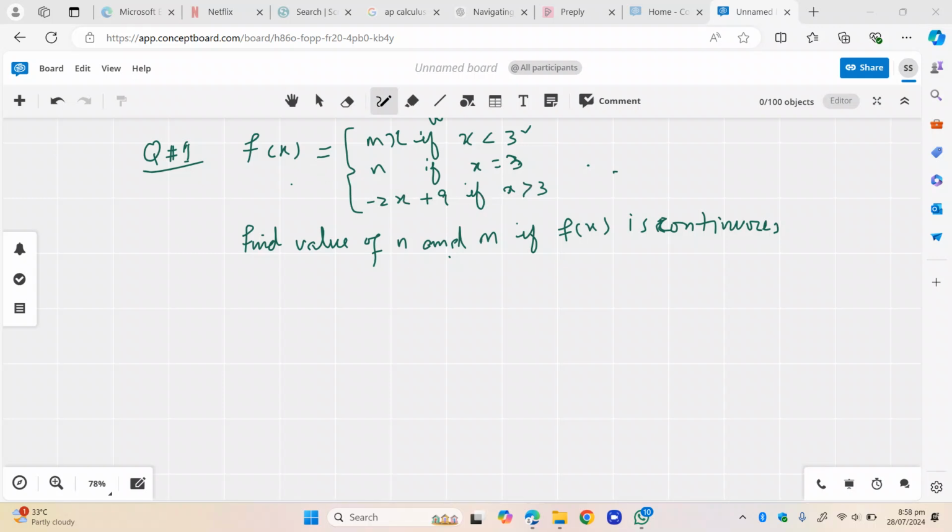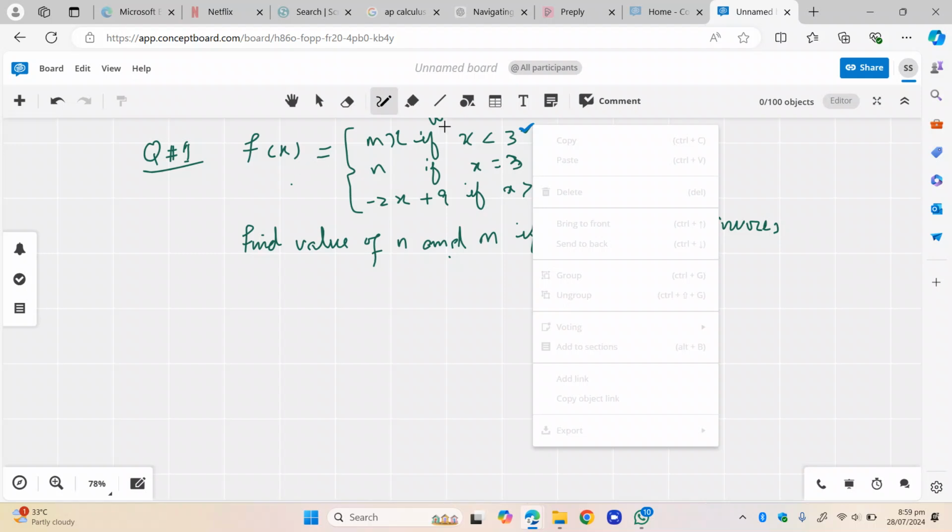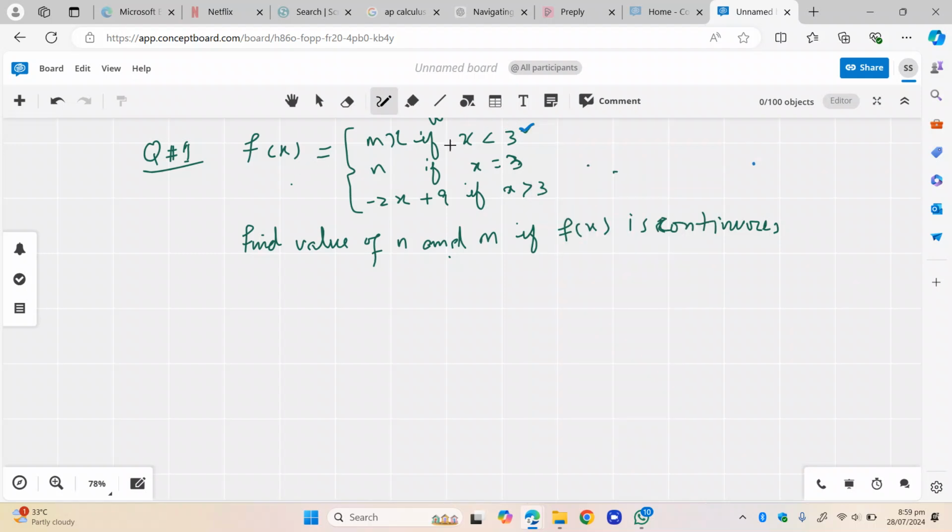And it is also given that f of x is a continuous function, so we will take the point x is equal to 3, and we will use the properties of continuous function. It means that if we approach x from the left side, then we will use this function. And if x is equal to 3, then we will use this one, and if x is greater than 3, then we will use this function. And the value at x is equal to 3, or if we approach from the left or right side, they must be the same.